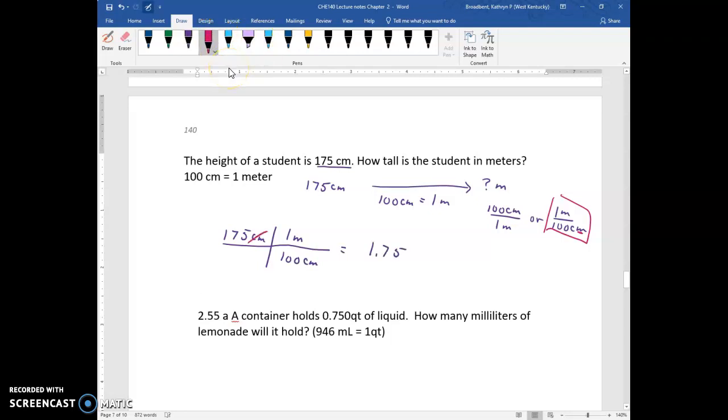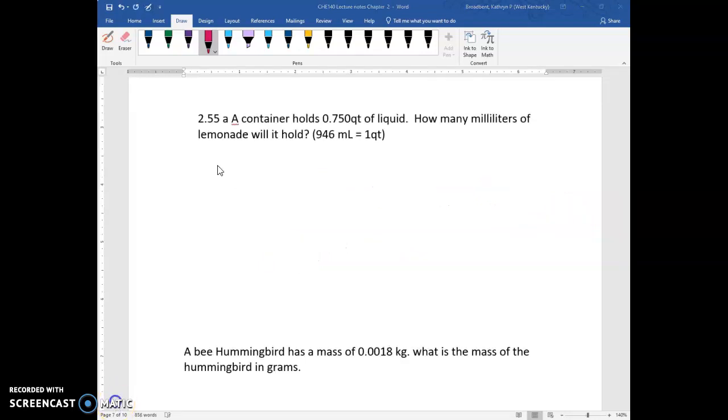Centimeters has canceled here, and so we're left with meters. So here we have a container that holds 0.750 quarts, and we want to know how many milliliters it holds. And we know that 946 milliliters is equal to 1 quart. We can use this equality to write two conversion statements.